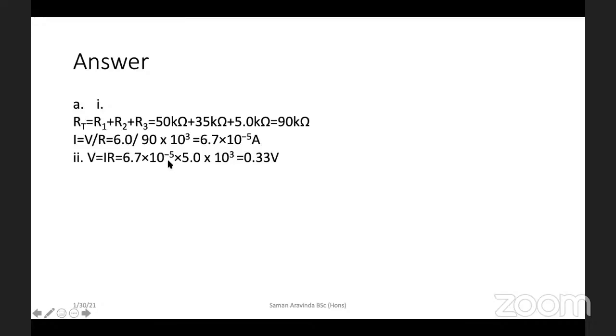Part B is the difficult part. State and explain what happens to the reading on the voltmeter if the intensity of the light incident on the LDR increases. Hold on. One second. Simplify. Minus 0.334.